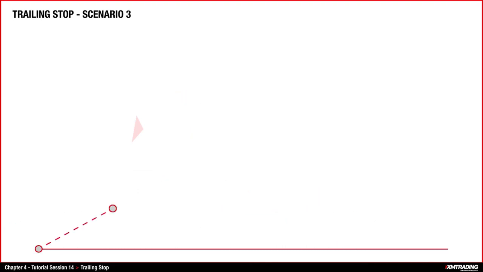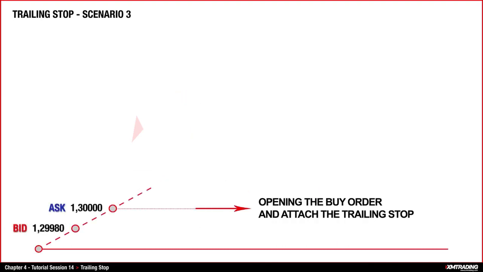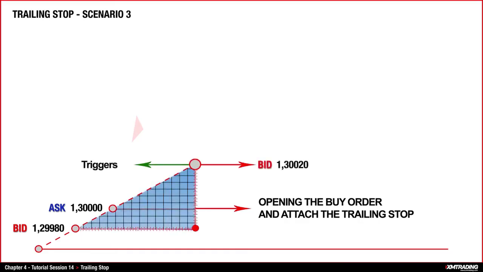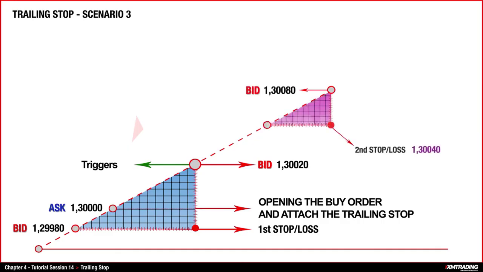Supposing that the market continues moving in your favor, the trailing stop will follow that profit and update the stop loss with a new value according to the previously set distance, which in our example is 40 points, equal to 4 pips. When the price reaches 1.30080, the trailing stop will update your stop loss position at the value of 1.30040.